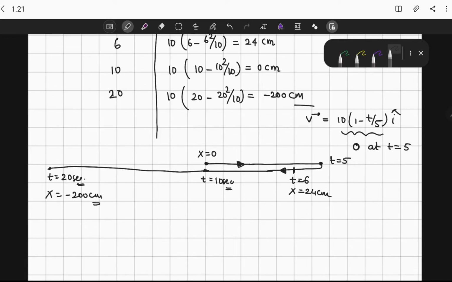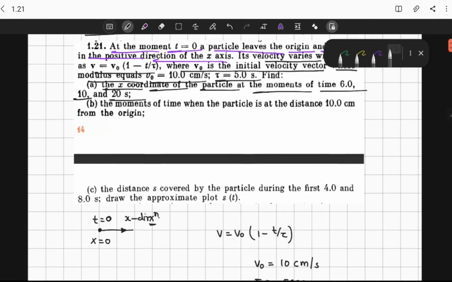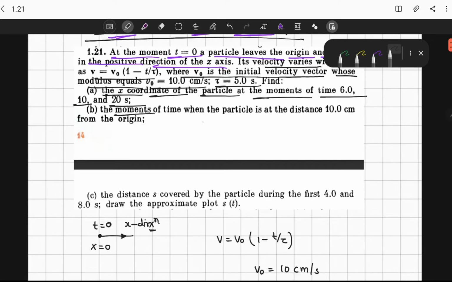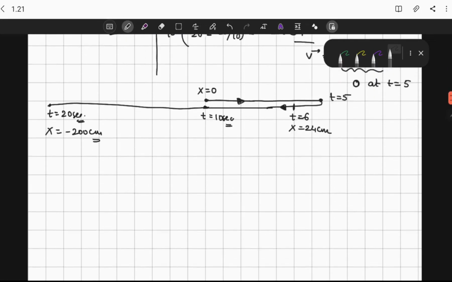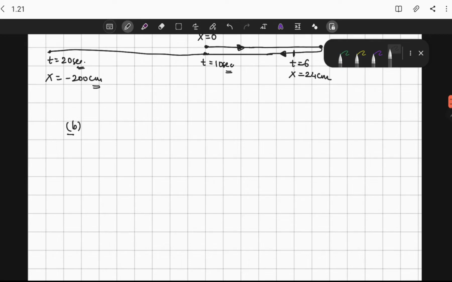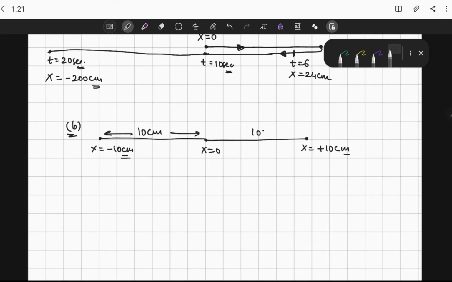Now coming to the second part of the problem, in the second part it is asking the moments of time when the particle is at the distance 10 centimeter from the origin. Okay, so if the particle is at 10 centimeter from the origin, that means it can be at the position of x is equal to plus 10 centimeter or at the position of minus 10 centimeter. Then only it will be 10 centimeter in both the cases.